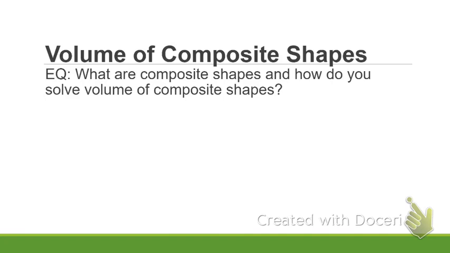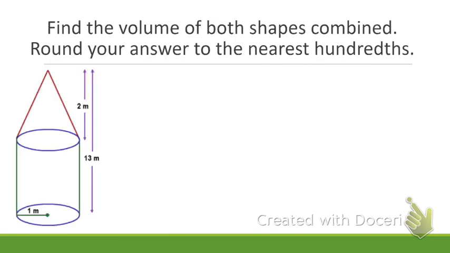We're basically just going to add or subtract what we already know from those three shapes to create new shapes. So our EQ is: what are composite shapes and how do you solve the volume for composite shapes? Okay, so for this example, we have a cylinder with a cone that has the same radius right on top of it. We're going to find the volume of this shape, and the shape is just two different shapes combined into one.